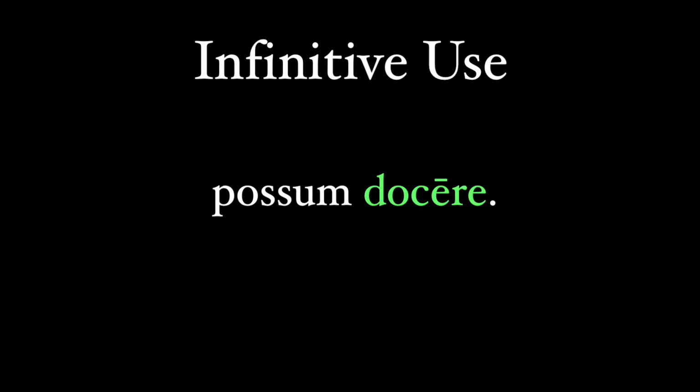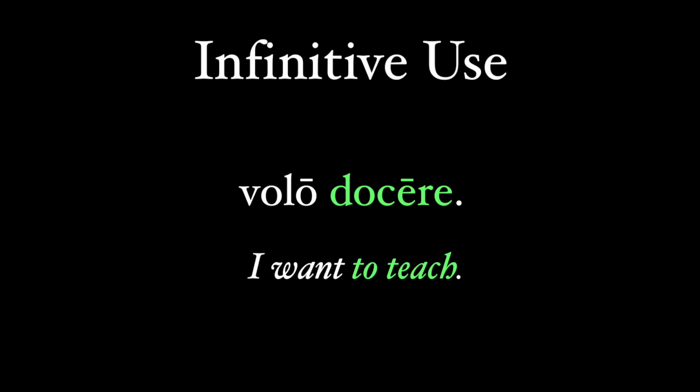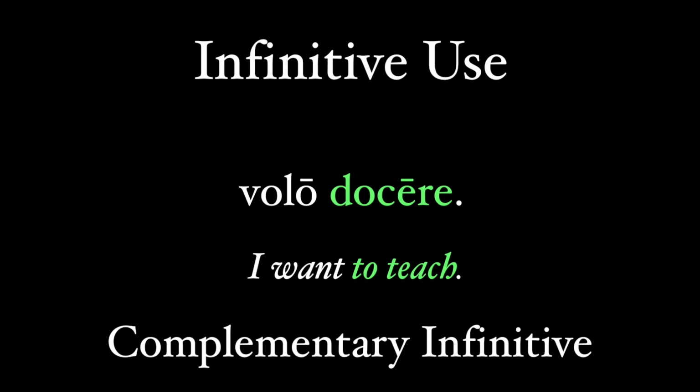And sometimes the infinitive fills out or completes the meaning of the verb. So with possum docēre, I am able to teach, or maybe even more simply, I can teach, the infinitive completes the thought. You can't just say, I am able. Possum demands an infinitive. And the same is true for volo docēre, I want to teach. The volo needs the docēre to complete its meaning. And this use is called the complementary infinitive.